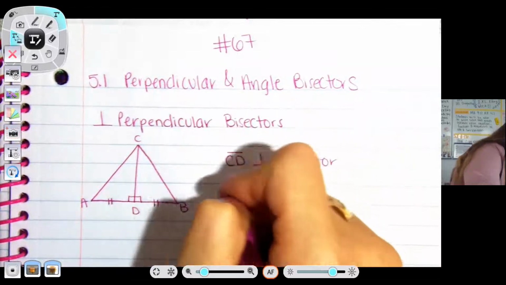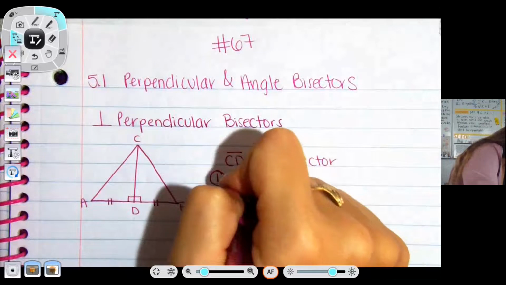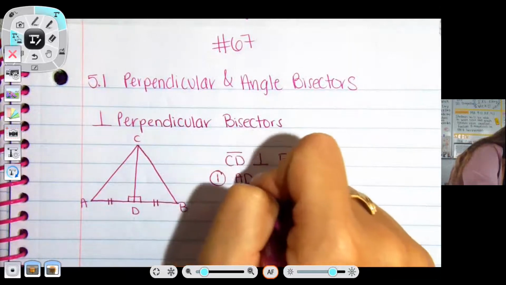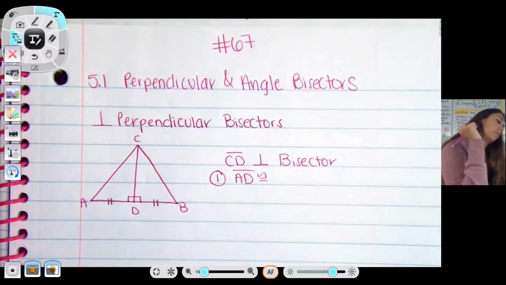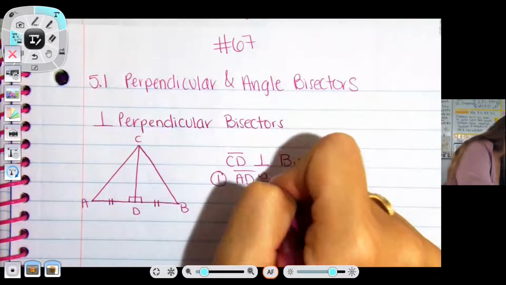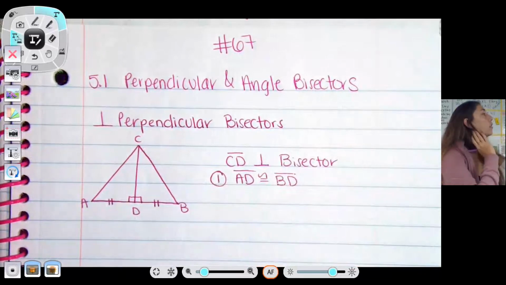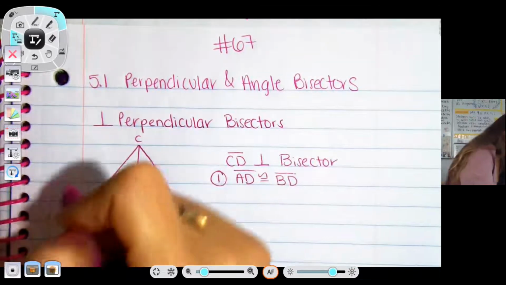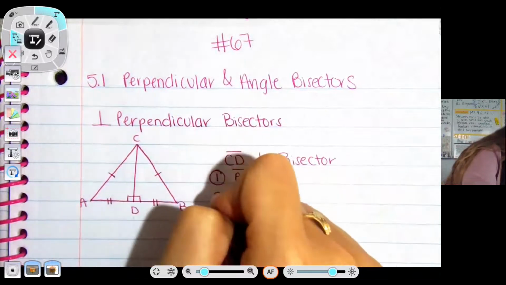What we're going to say over here is based on that information, segment AD is congruent to what segment? BD. And since those are congruent, this is also telling me, this is technically a theorem, that AC is congruent to BC.